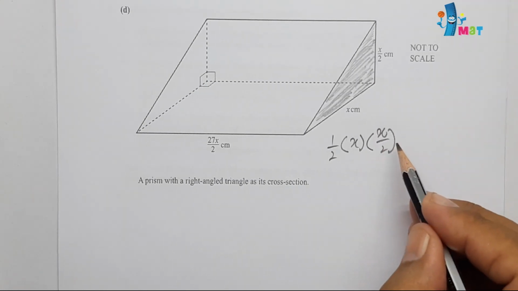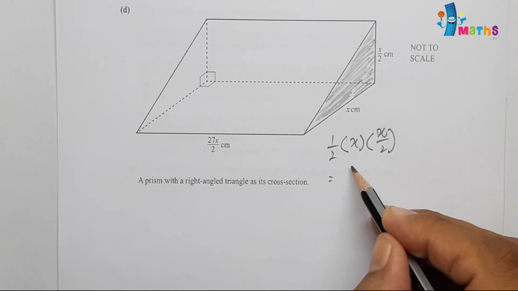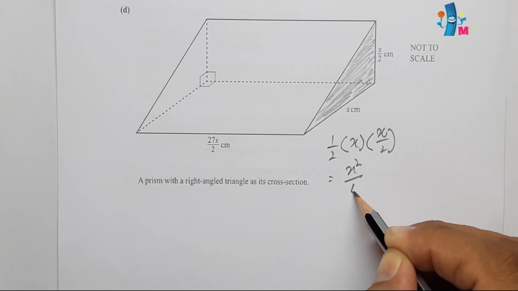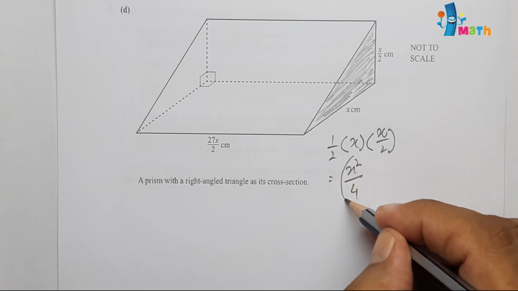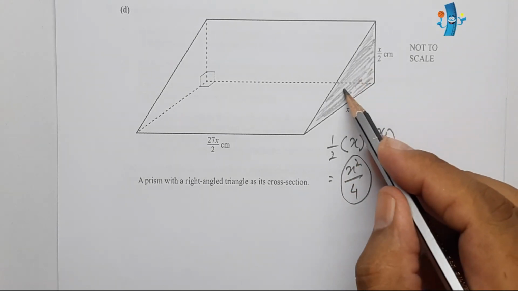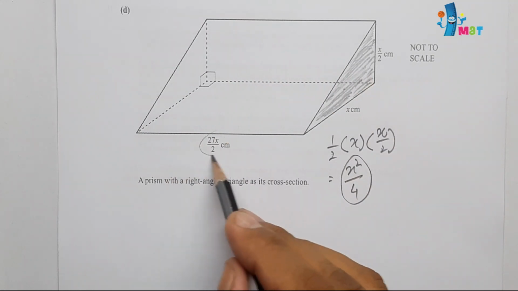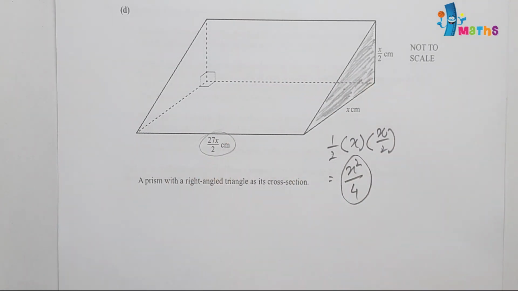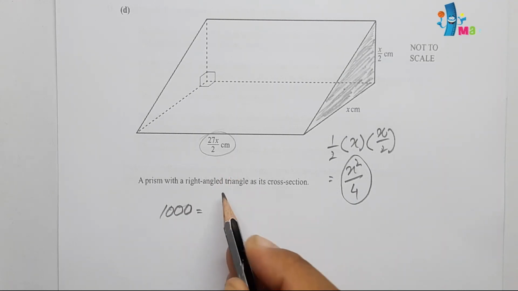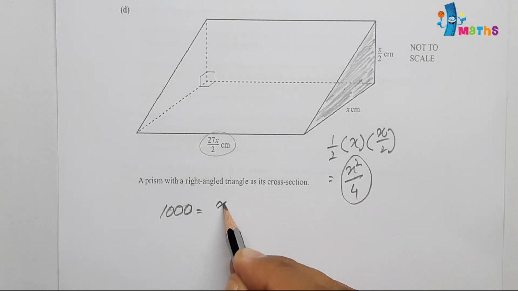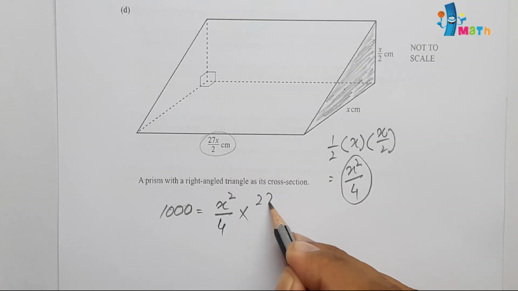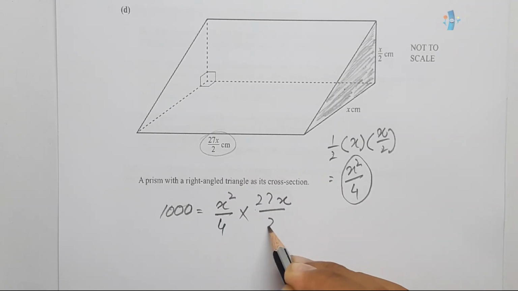So this will be equal to x square over 4. So this will be our base area for this shaded area, and this multiplied by this length will be the volume. So volume, we know it's given, solid prism volume is given as 1000. So this will be equal to base area, which is face area, which is x square by 4, multiplied by its length, which is 27x over 2.